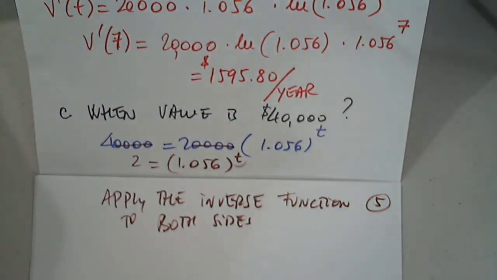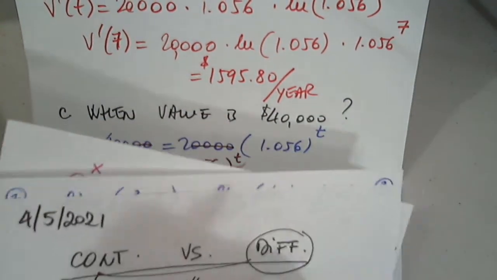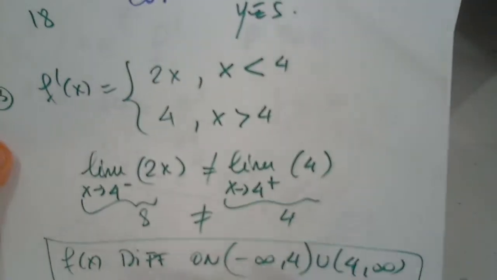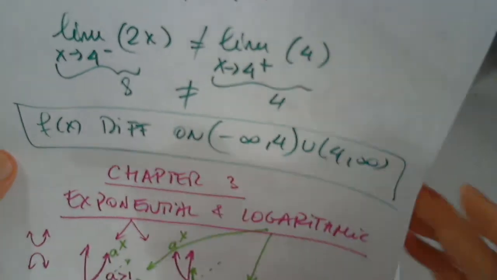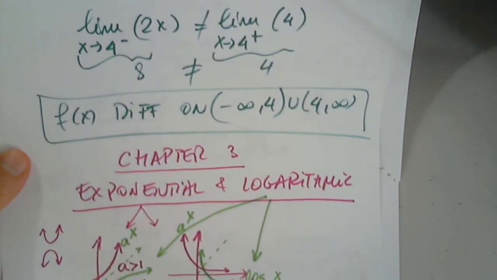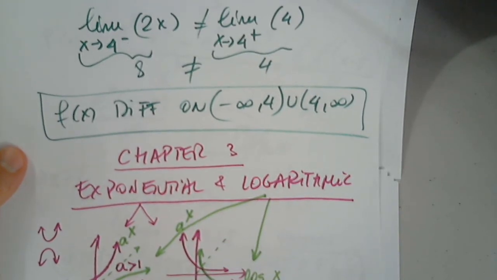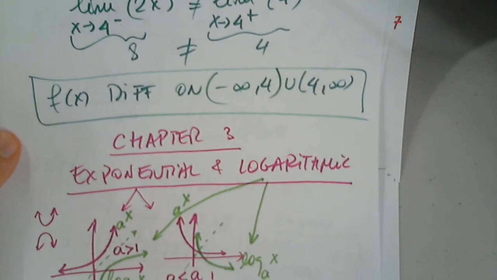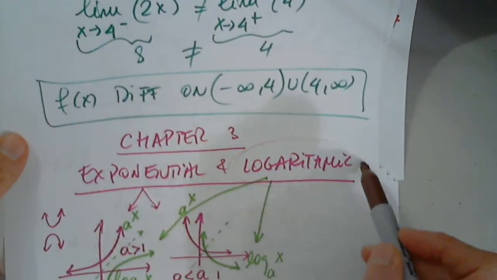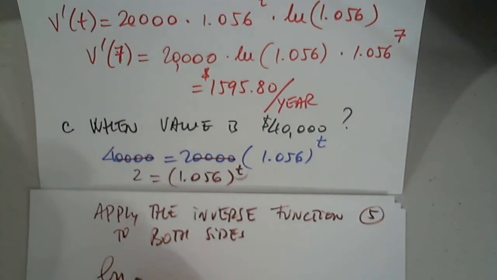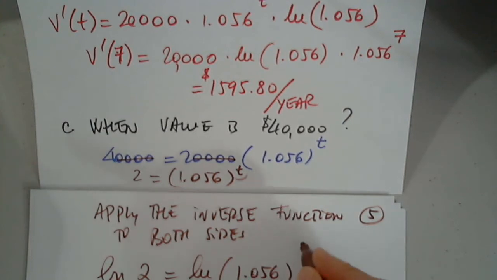Let's go back to our first page. Second page. What did we say was the inverse of the exponential function? Anyone? Logarithmic. So we'll have to apply log to both sides. So we apply natural log to 2 and natural log to 1.056 raised to power t.